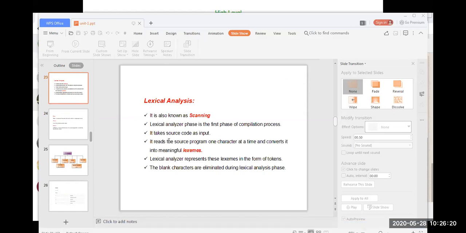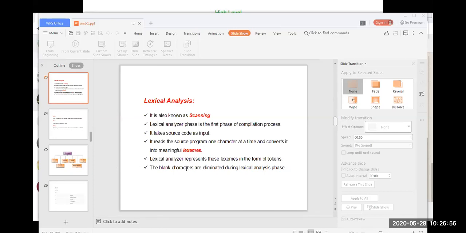See, lexical analysis is also known as scanning. It is the first phase of the compilation process. It takes the source code as input. The first three points are very simple, very clear. Next, the fourth one: it reads the source program one character at a time and converts it into meaningful lexemes. It will read the source program character by character and try to identify the lexemes. Next, the lexical analyzer represents lexemes in the form of tokens. The lexical analyzer will represent the identified lexemes in the form of tokens.